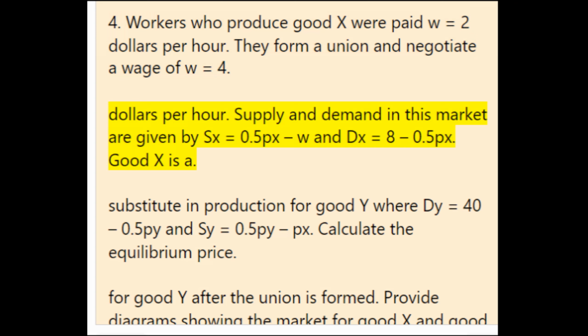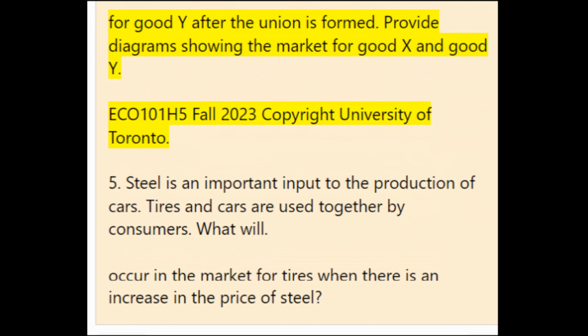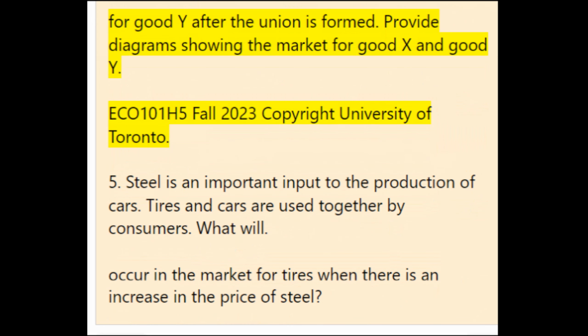Good X is a substitute in production for good Y, where Dy = 40 - 0.5Py and Sy = 0.5Py - Px. Calculate the equilibrium price for good Y after the union is formed. Provide diagrams showing the market for good X and good Y. ECO 101H5 Fall 2023, Copyright University of Toronto.